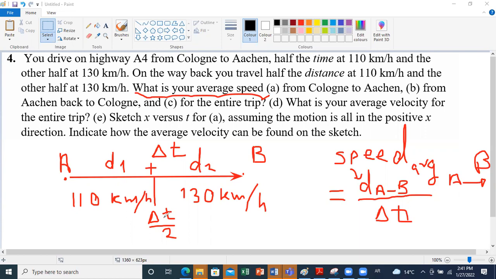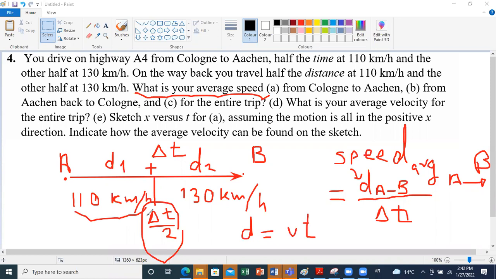We make phases. Phase 1, we get the distance. Yes, phase 2 also, the distance in phase 1 is 110, the velocity, times delta t over 2. Right? Do you remember that if we have constant v, how we get d? d is constant velocity times delta t, v times t.